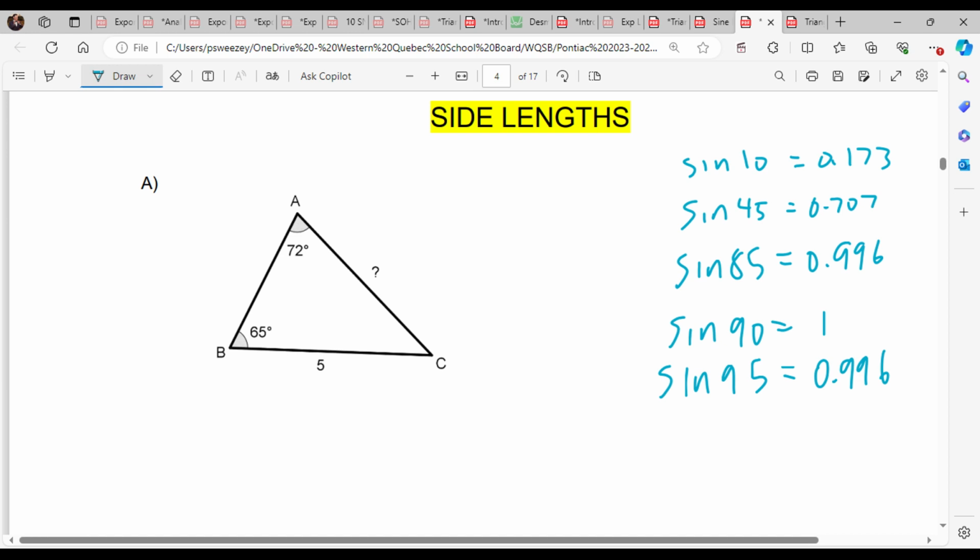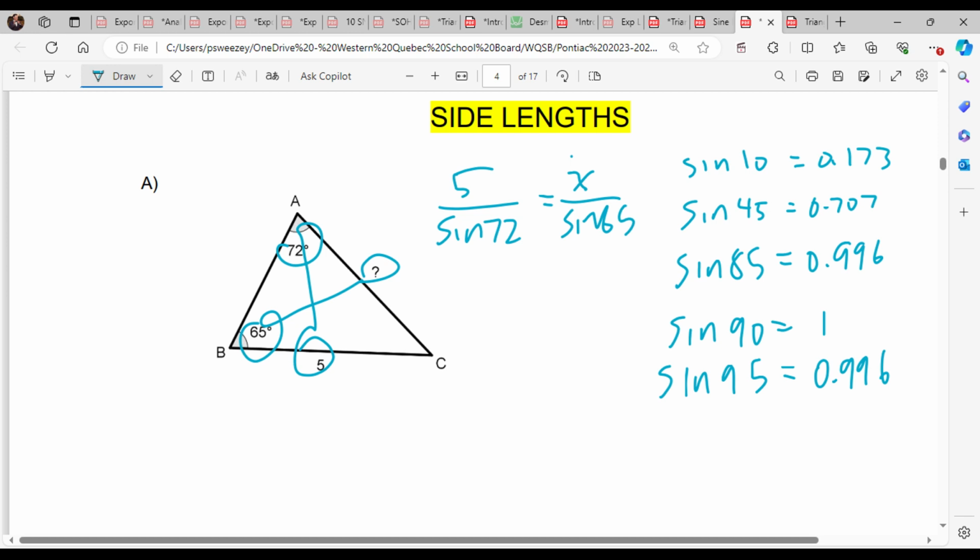So the bell's going to ring. This is going to be ending here, but I know that this here is my known pair. I would set that up here, and then this guy would solve with that. So you would have 5 over sine 72 is equal to x over sine 65, and you get 5.76? No. 4.76? Sorry, man. What you got?